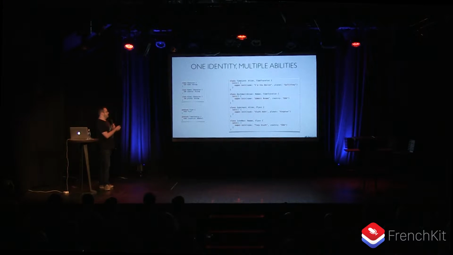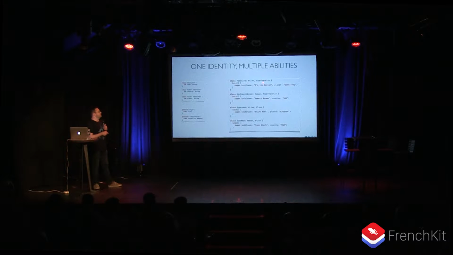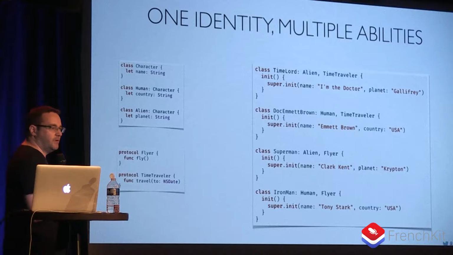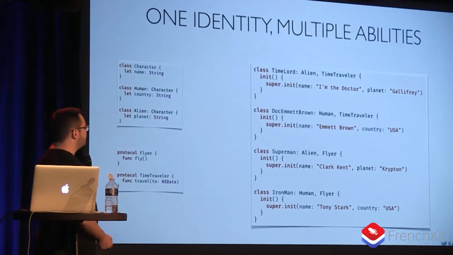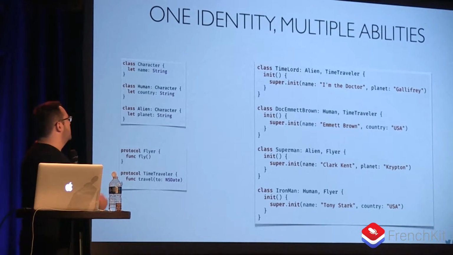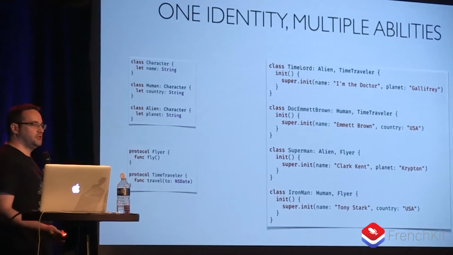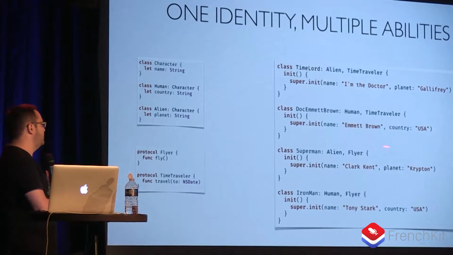So if we look at a standard implementation there, we can see that every class can both inherit from something and conform to something. That's the beauty of protocol-oriented programming. And we still get every default implementation of time traveler or flyer there.